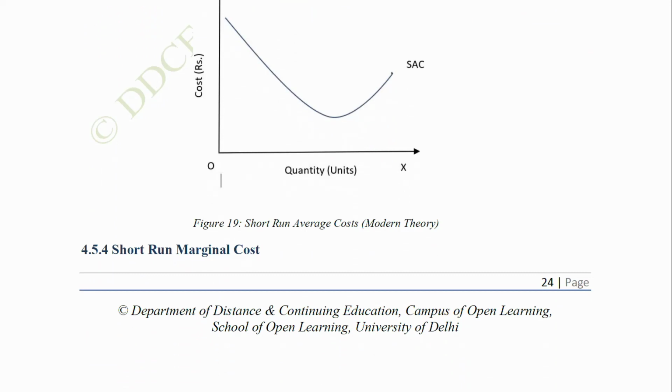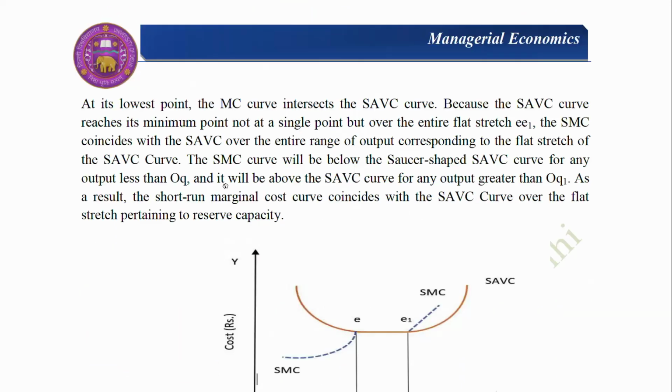4.5.4 Short-run marginal cost. At its lowest point, the marginal cost curve intersects the short-run average variable cost curve. Because the short-run average variable cost curve reaches its minimum point not at a single point but over the entire flat stretch, the short-run marginal cost coincides with the short-run average variable cost curve over the entire range of output corresponding to the flat stretch of the short-run average variable cost curve.